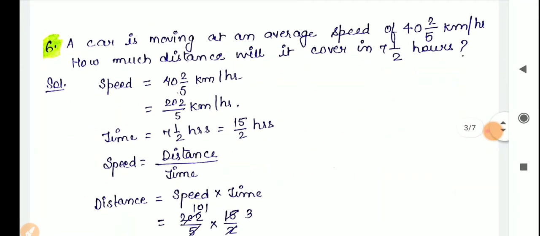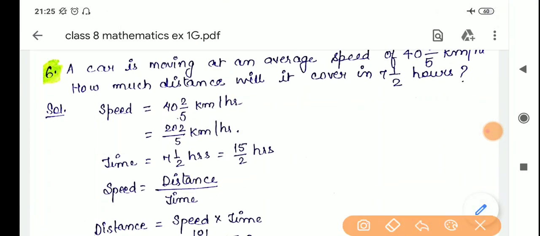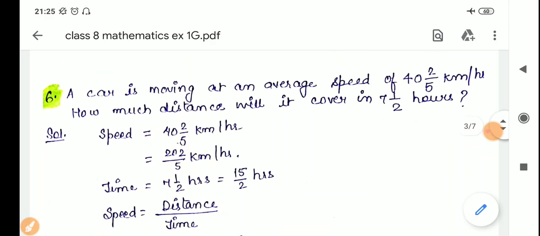Clear? A car is moving at an average speed of 40 complete 2 by 5 km per hour. Now in your previous classes you must have studied about the formula of speed, distance and time, correct? So here is the formula, speed is equals to distance upon time. This formula you have studied, and in this question we will use that formula only. Clear?